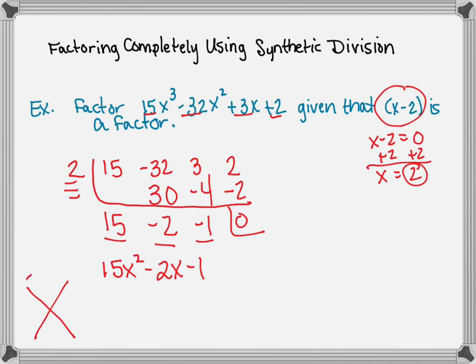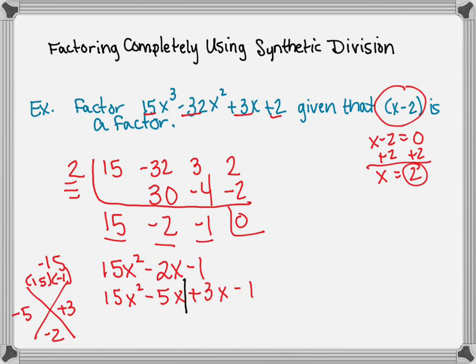So I'm looking for numbers that multiply to 15 times 1 or negative 15 and add up to negative 2. Those would be negative 5, positive 3. So I'm going to expand out the middle term using those two numbers. So I have 15x squared minus 5x plus 3x minus 1. Now that I have 4 terms, I'm going to use factoring by grouping.